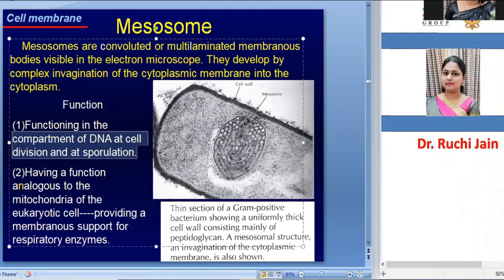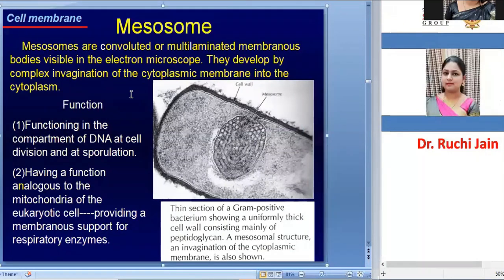This is the picture from the electron microscope. They develop by a complex invagination of the cytoplasmic membrane into the cytoplasm. So what is its function? They help in the cell division process. They form the compartment of DNA at cell division, and at the time of sporulation they can also help. So mesosomes help in cell division as well as in the sporulation process.